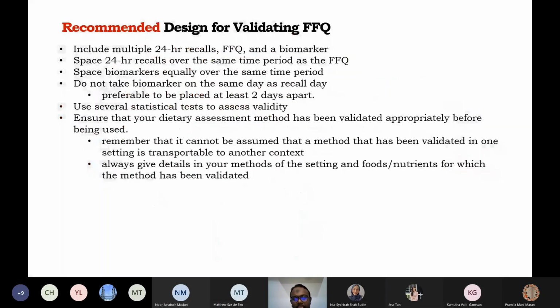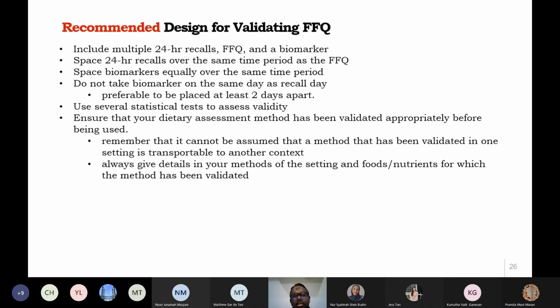So we have come to the final slide here. These are the recommended design for validating FFQ. So we have talked a lot about validity and reproducibility. Validity and reproducibility, like I've mentioned before, is normally done for FFQ. So this is the design that we usually do for validating FFQ.